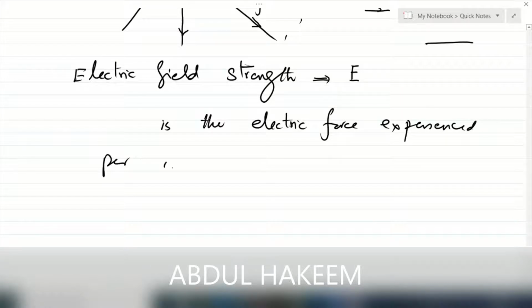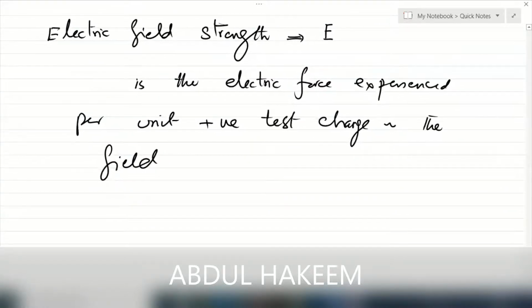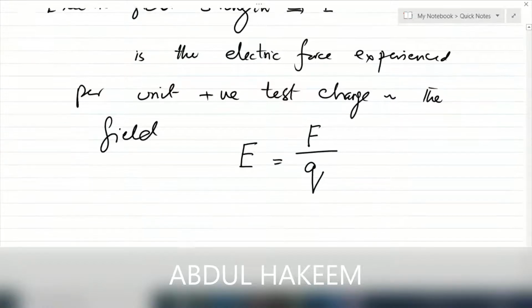experienced per unit positive test charge in the electric field. So electric field strength is the electric force experienced per unit positive test charge, meaning how much force is experienced by the test charge in the electric field. So the electric field strength, capital E, is the electric force F divided by test charge, positive Q.